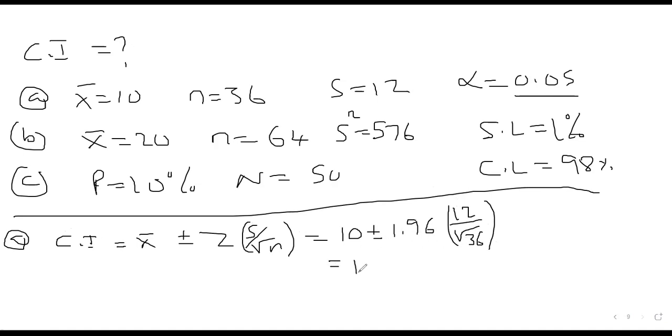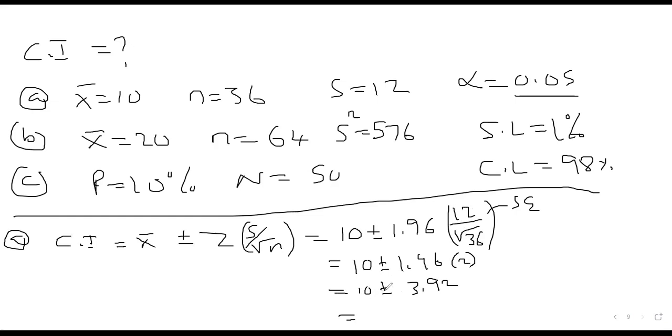So here, 10 plus or minus 1.96 times this, which is called the standard error. I'll calculate these two. Standard error: the square root of 36 is 6, and 12 over 6 is 2. When we apply these two, we get the margin of error, which is 3.92. In the confidence interval, we start first by subtracting, 10 minus that, and 10 plus that.